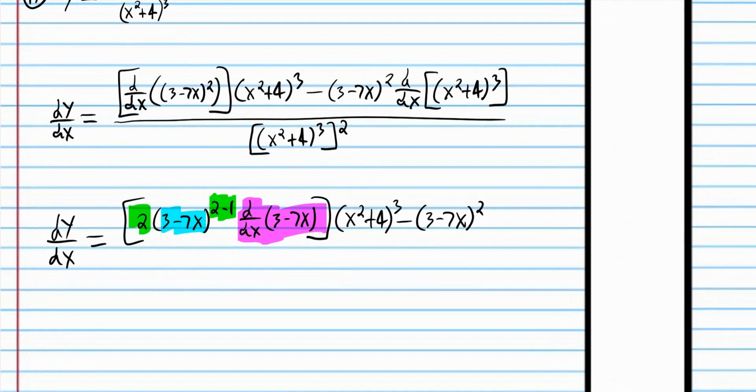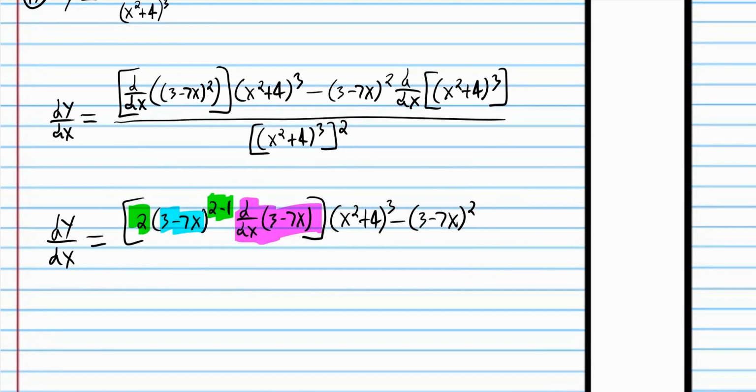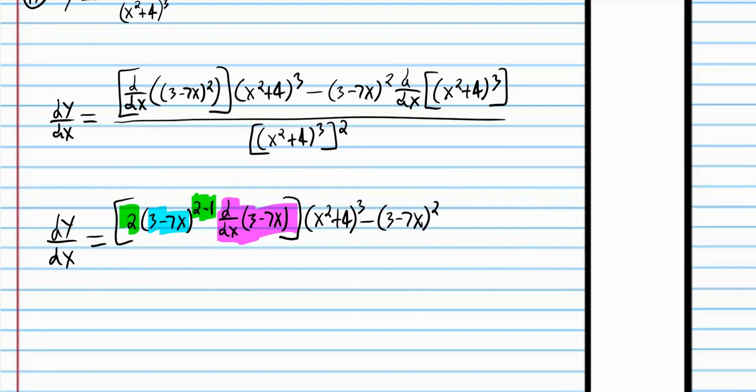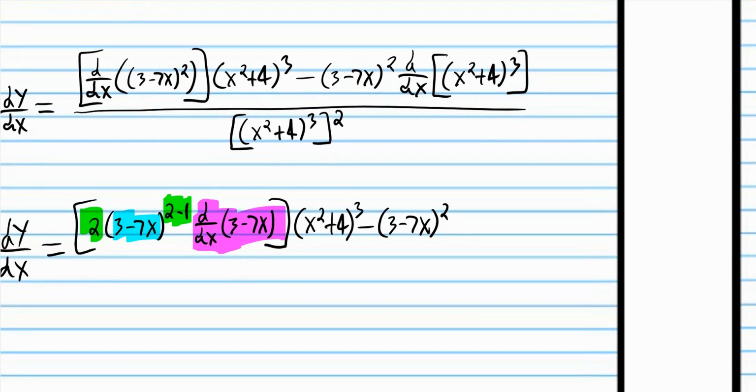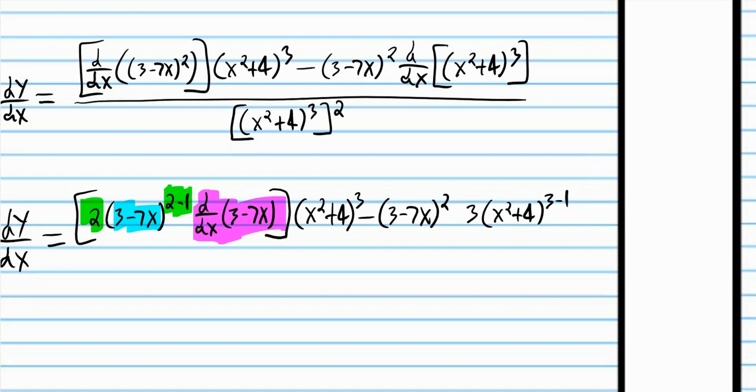And then we have to use the chain rule again because we have a function inside another function and we're finding the derivative of it. So we find the derivative of the outside function while we keep the inside function unchanged. And then of course we multiply by the derivative of the inside function.